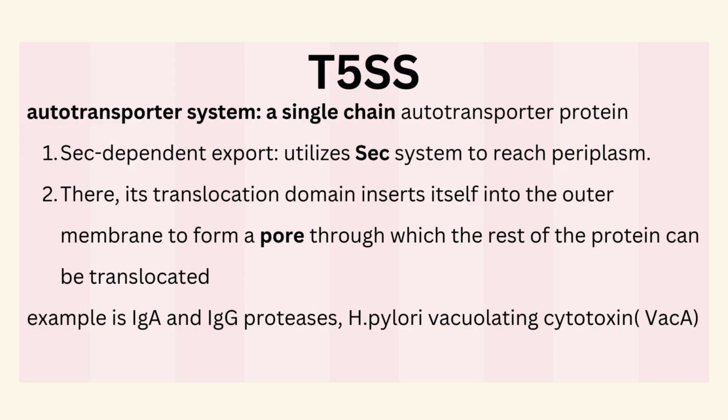The type 5 secretion system, T5SS, also known as the autotransporter system, operates in 2 main steps. First, the protein is transported across the inner membrane via the SEC system. The protein is still unfolded during this step. Once the protein reaches the periplasm, it self-inserts into the outer membrane. The protein has a special autotransporter domain that forms a pore in the outer membrane, allowing the protein to be secreted outside the bacterial cell.